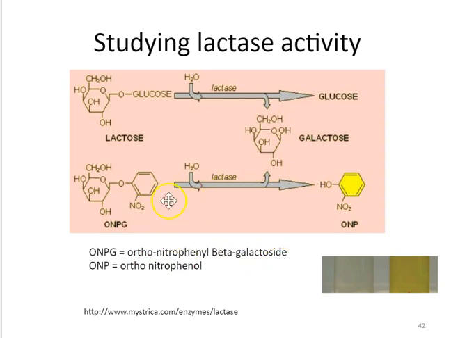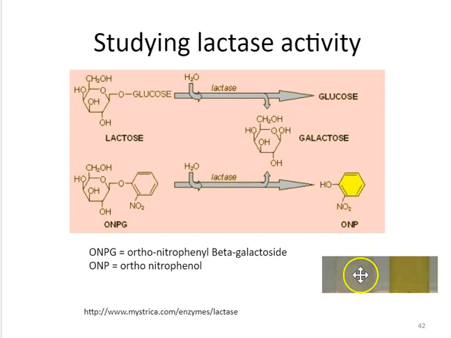And it turns out that this fake sugar is similar enough in shape and size to lactose that it will bind the active site of lactase enzyme, and the lactase enzyme will catalyze the hydrolysis of this compound, and it will break apart and release galactose, just like in the normal reaction, but instead of glucose, it will release this chemical called orthonitrophenol, or ONP. And the beauty of that is that ONP is yellow.